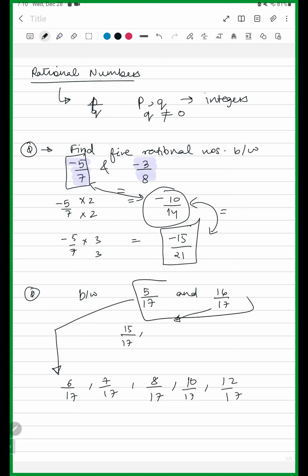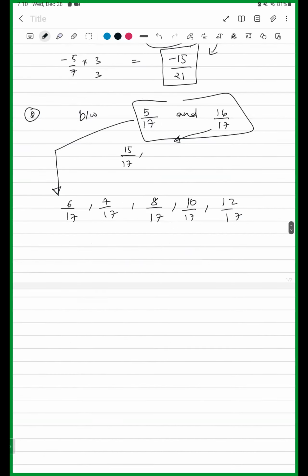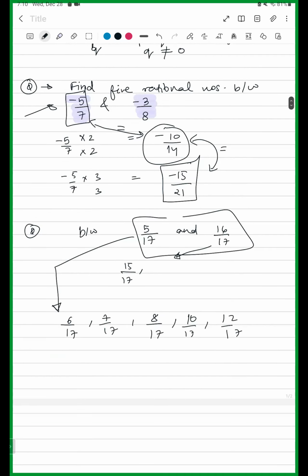Now tell me, how can you find 5 rational numbers between these two? The denominators are different, right? Yeah, so we will find the LCM of them first. Very good. So what will the LCM be? The denominator would be 56. Good. It will be 56.